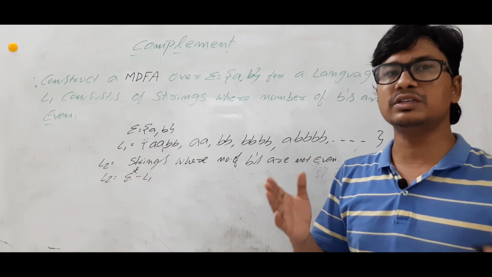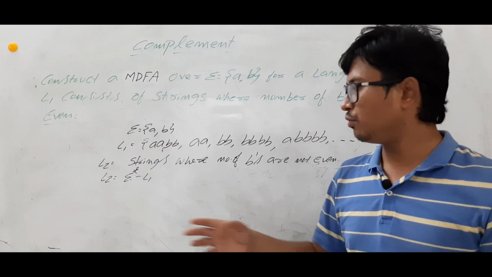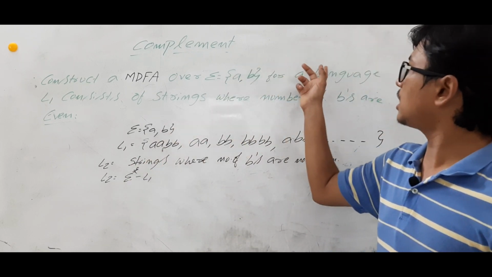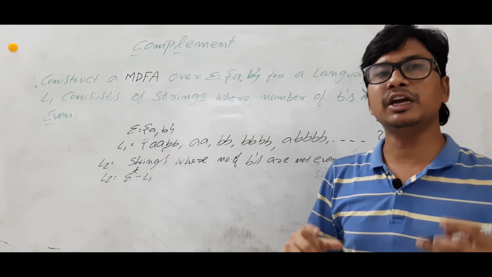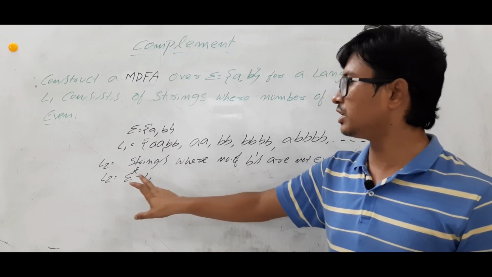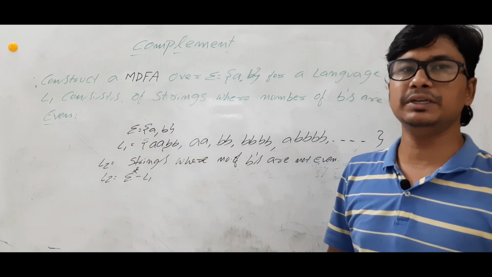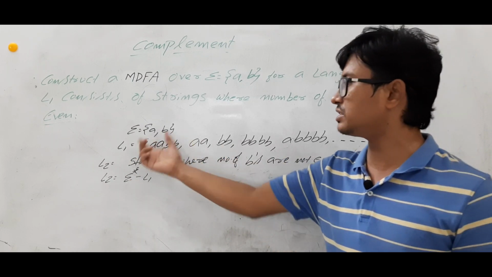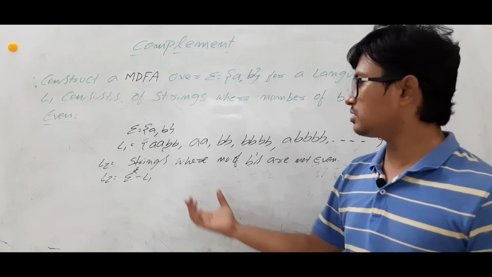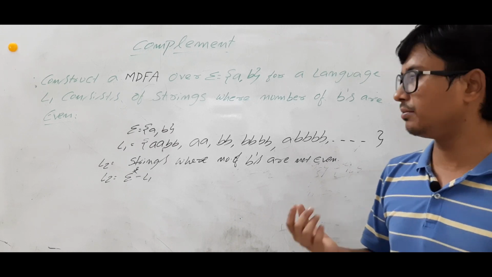From the whole set of strings which are possible on alphabets A, B, what does sigma star represent? Sigma is nothing but A, B. On A, B we can generate all possible strings. Out of those strings, if I remove the language L1, meaning the strings which belong to language L1, then I will get the strings where the number of B's is not even, meaning that I will get an odd number of B's.